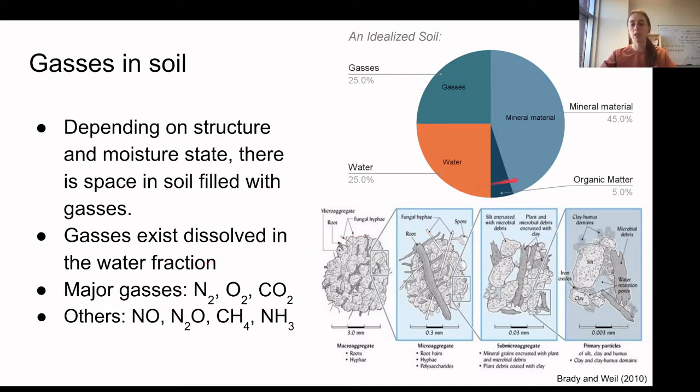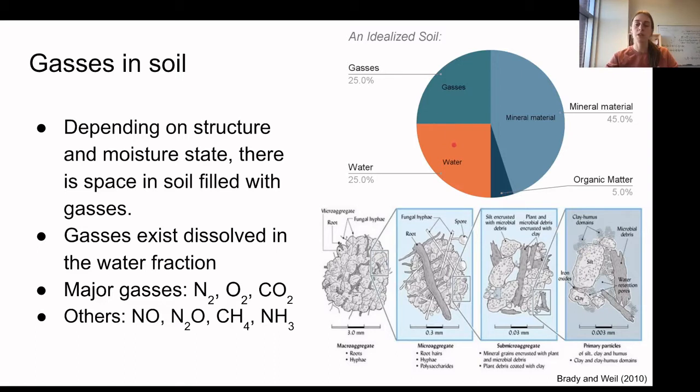In any given soil, we'll just take this as an example. We have some amount of space filled with mineral material. We might have some amount of organic matter. We might have some amount of water, and the rest of this is filled with free gases. So the relative proportions of these are obviously going to change depending on the density of our soil. If we're dealing with a super dense soil, we might have way more mineral material. In places where we have a lot of productivity, we might have a lot more organic matter.